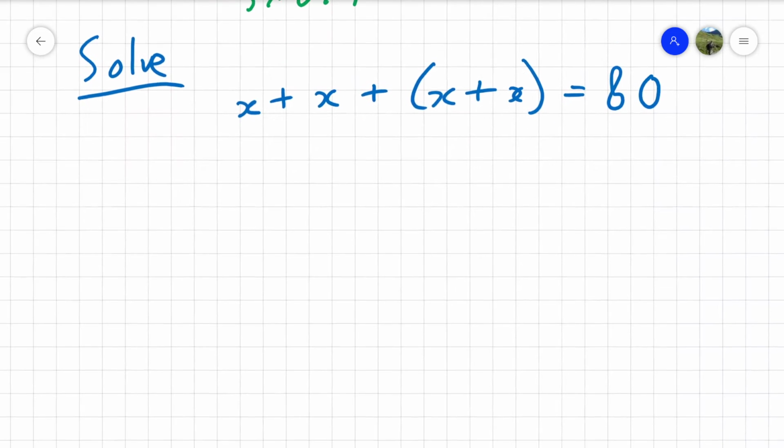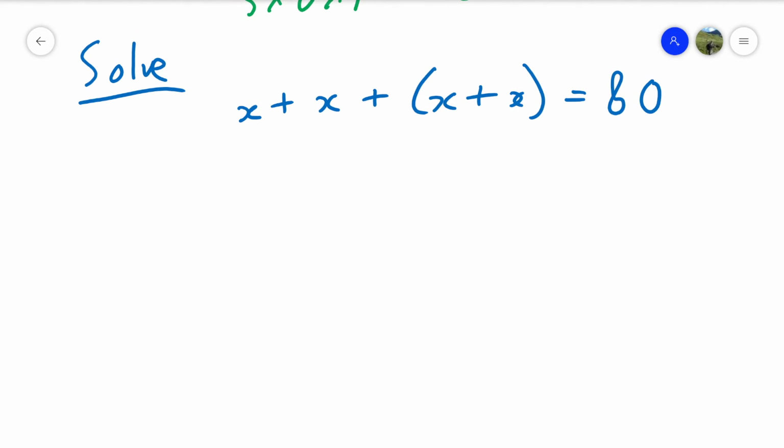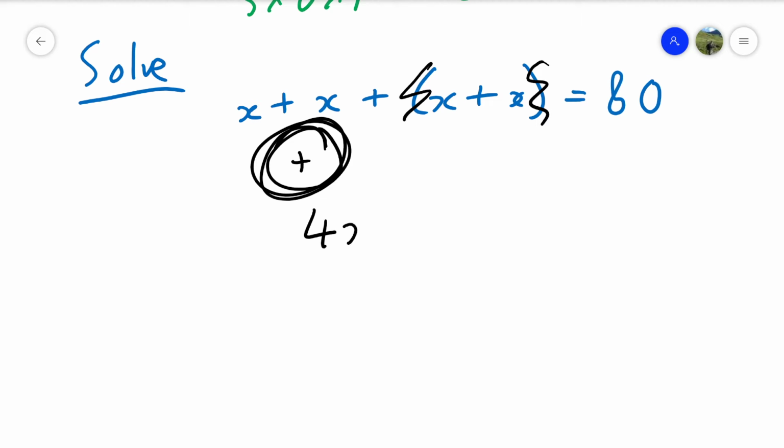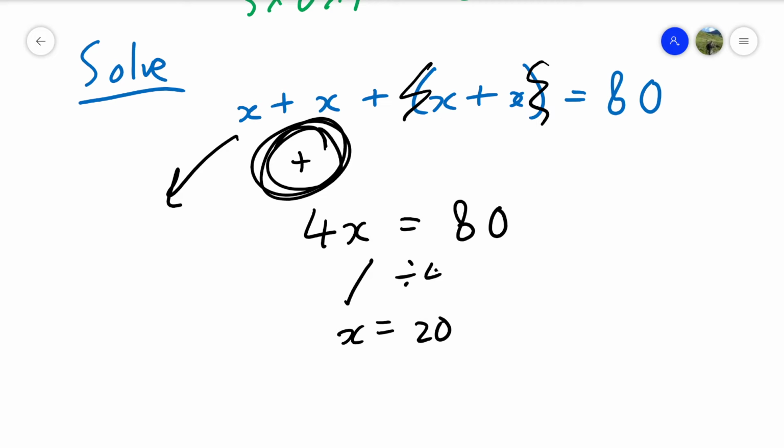Pause the video, have a go in your own time, see you back in a second. Okay, here's the thing. We've only got plus signs. There's nothing else. Which means we can just ignore the brackets. Which means we've just got x plus x plus x plus x. Which means you've got 4 of them, which means that x equals 20, because I'm going to just divide both sides by 4.